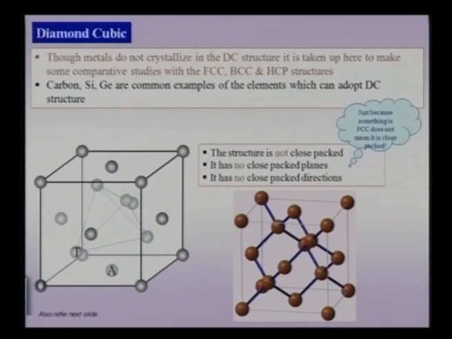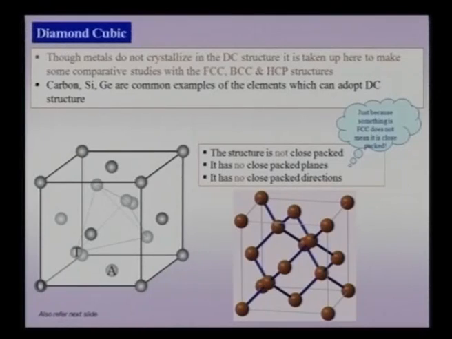We have already dealt with this structure in at least some detail, but we will take up some more aspects of the structure which we have not seen before, and also revise some of the familiar concepts. We said that, for instance, no metals crystallize in the diamond cubic structure, but still this is important for us from the point of view of understanding structures. The common elements which crystallize in this structure are carbon, silicon and germanium, and as we shall see later, when we talk about covalently bonded structures, carbon also has other allotropic forms, but one of them is diamond, which, as you know, is the hardest material in nature.